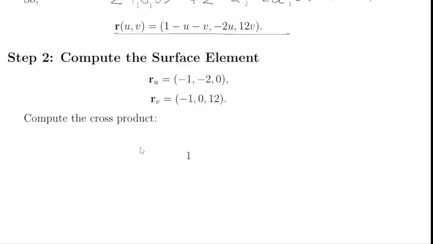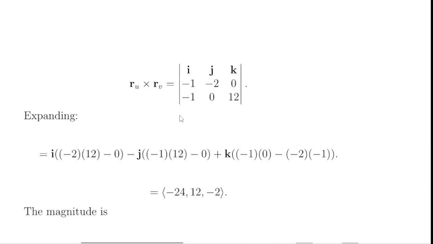Now let's compute the surface element. For this one, we're going to take the partials, which will represent the normal vectors. So the partial with respect to u is going to be (-1, -2, 0), and the partial with respect to v is (-1, 0, 12). So now we can compute the cross product and end up with (-24, 12, -2).